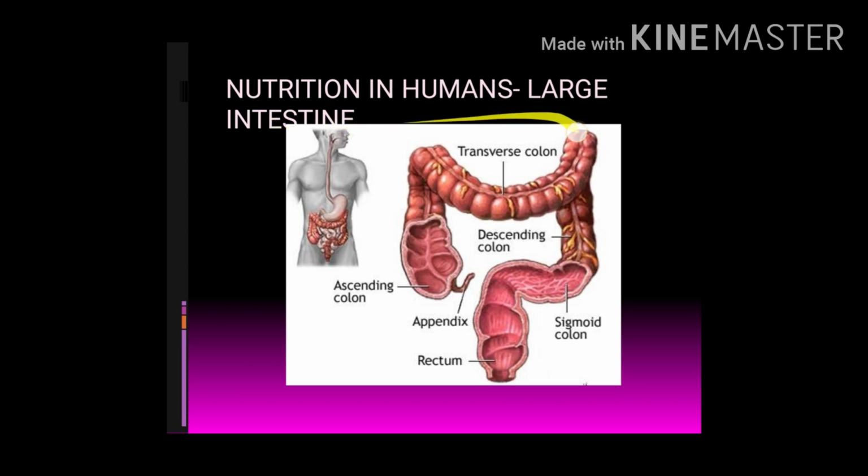Now the last part of the alimentary canal, the large intestine. In this diagram, you can see the different parts of the large intestine. You can see the colon, the ascending colon which is moving upwards, then the transverse colon, the descending colon which is coming down, then you have an S-shaped colon which is known as the sigmoid colon. After that, you can see the rectum, and the opening is the anus. Now if you see the ascending colon, here you can see a small projection which is known as the appendix.